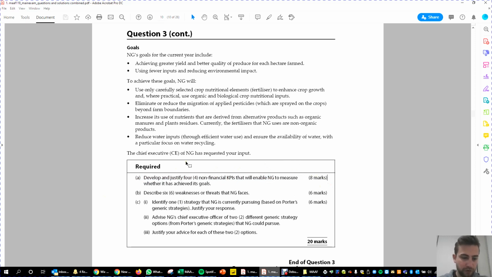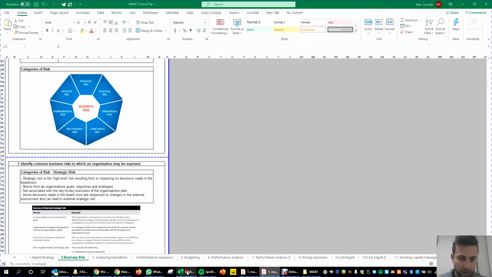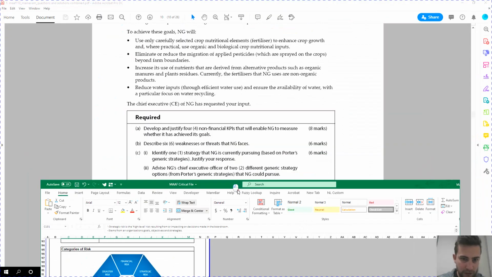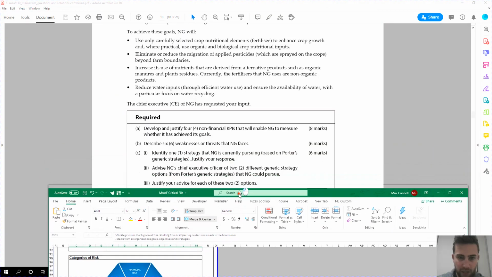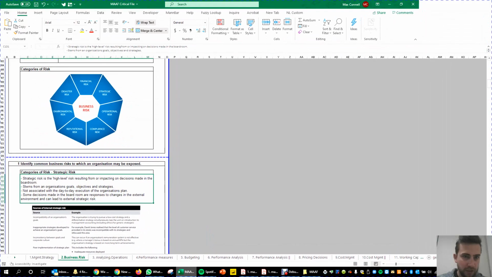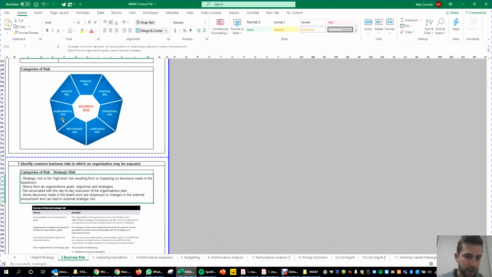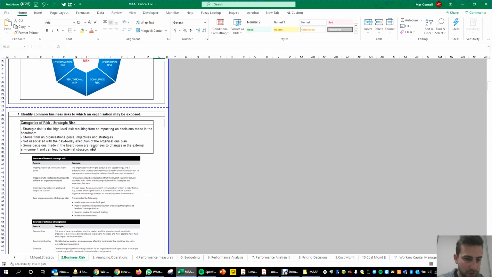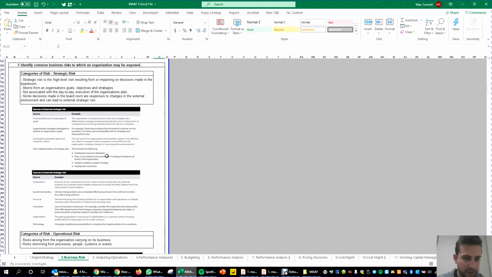Okay, so let's move on to part B, which is to describe 6 weaknesses or threats that NG face. Okay, so we have to identify how many risks? 6 risks, 1 mark each. Now, if you need some inspiration in your exam, you can always refer back to the business risk section in your notes, which gives you some prompts. It's not going to give you the exact risks that you need, but it's going to give you some ideas.